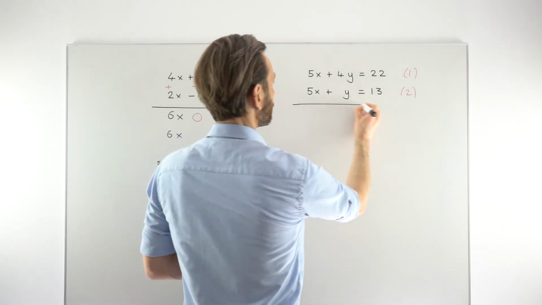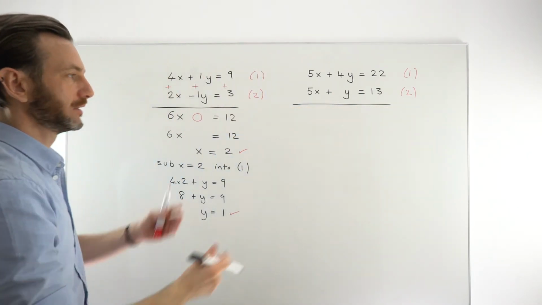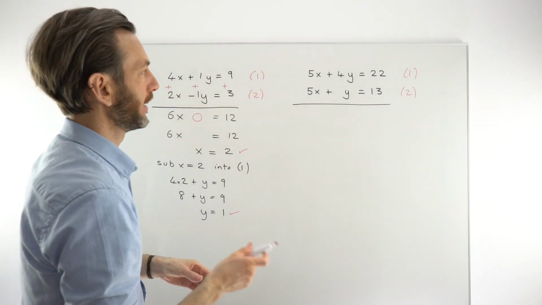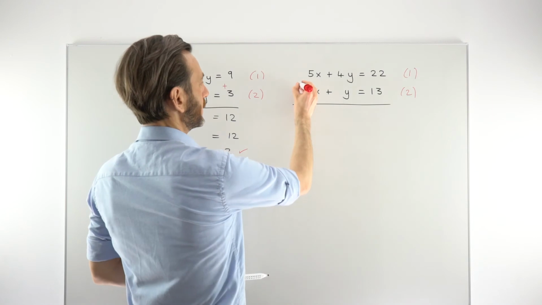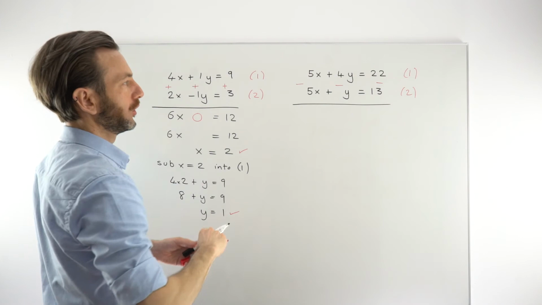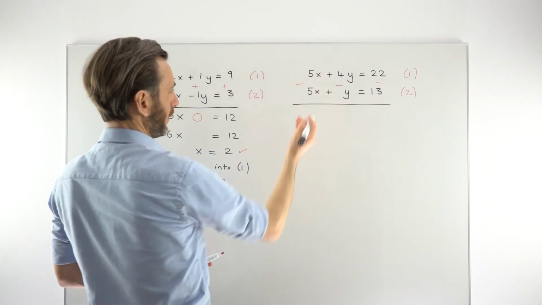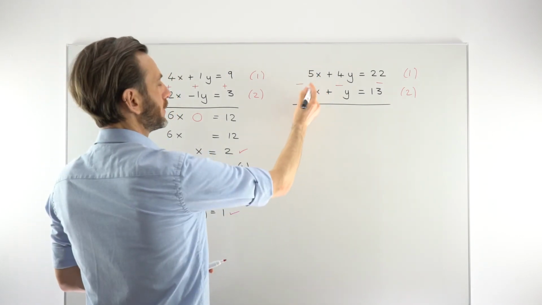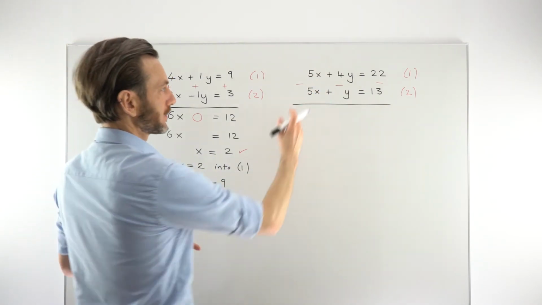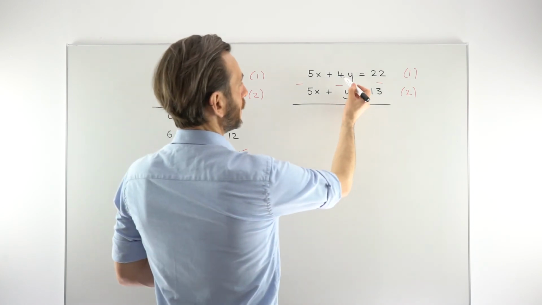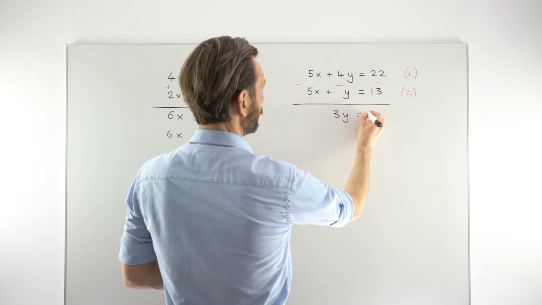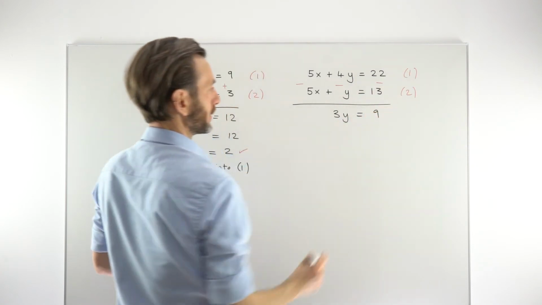So again, we're just going to decide whether to add or subtract to eliminate a variable. It's the x variable that's matched up here. To get that to go to 0, we would need to subtract in this case. So we're subtracting all the way through all three columns, because 5x minus 5x will give us 0. If we did a plus, 5x plus 5x would give us 10x, and that's not what we want. So that's going to eliminate to 0. 4y minus 1y is going to give us 3y. 22 minus 13 is going to give us 9.